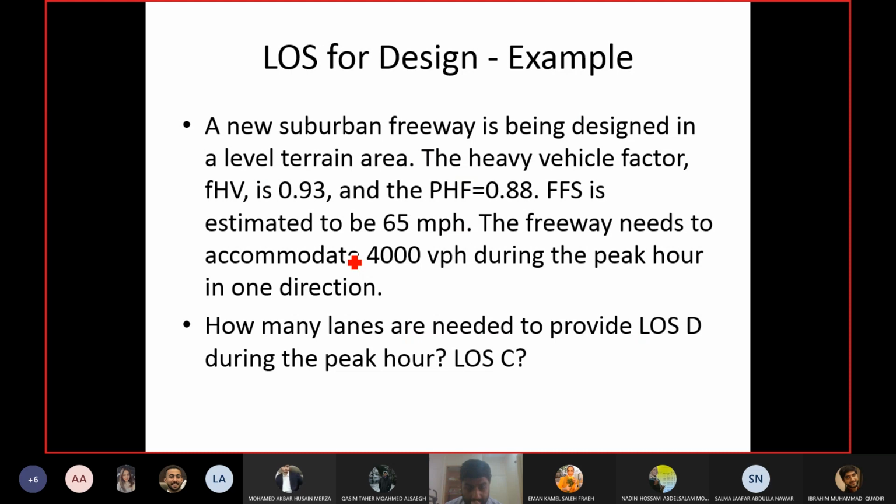Now let us look at an example in which the level of service concept is used for design. We have a new urban freeway designed for level terrain. The heavy vehicle adjustment factor FHV is given directly. Peak hour factor is given. Free flow speed is estimated to be 65 miles per hour. The freeway needs to accommodate 4,000 vehicles per hour during the peak hour in one direction. How many lanes are needed to provide level of service D during the peak hour, and how many lanes will be needed to provide level of service C?